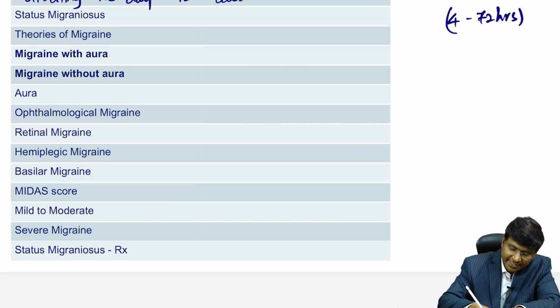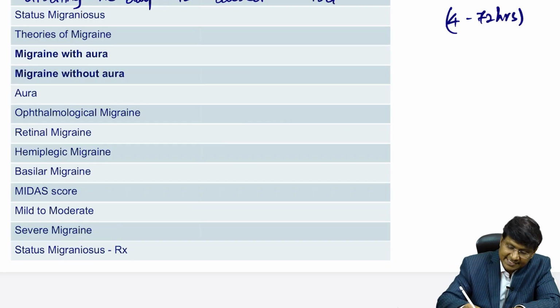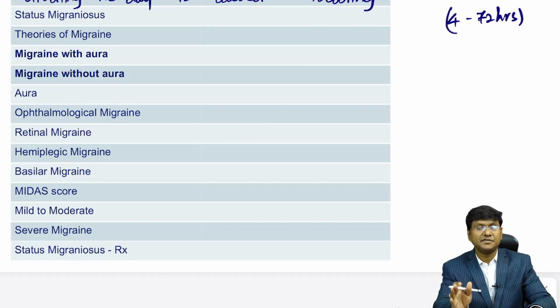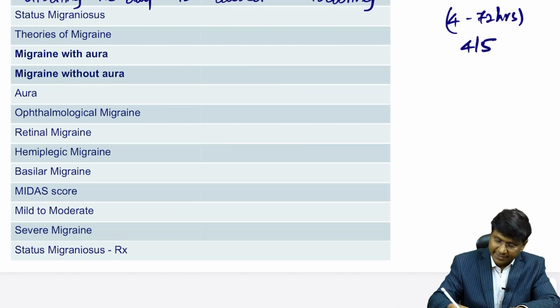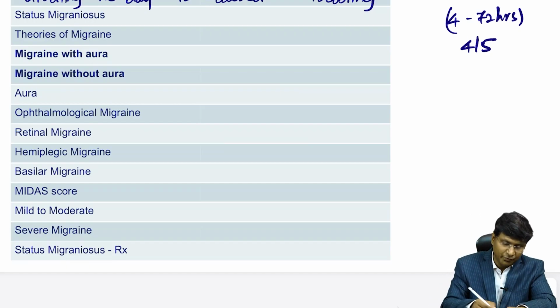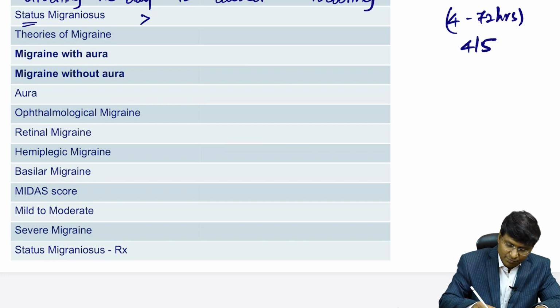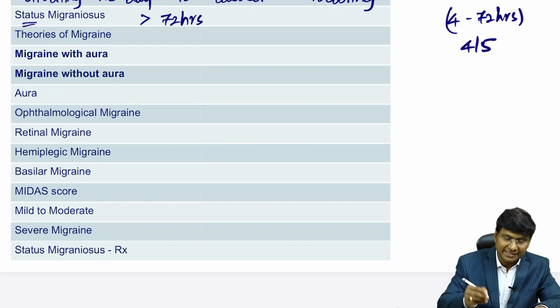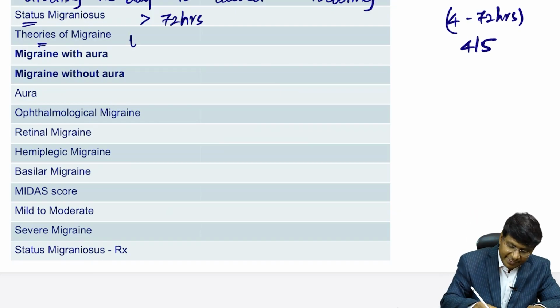And this headache is associated with nausea and it is disabling in character, which is throbbing in type. So out of these 5 features, at least 4 should be there. So 4 out of 5 should be present for the diagnosis of migraine. And when do you call status migrainosus? If the duration of the headache is more than 72 hours, then we call it status migrainosus.